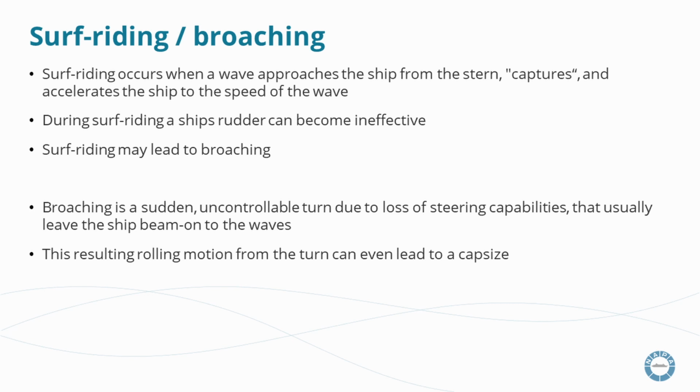Broaching, on the other hand, is when the ship, due to instability in yaw, experiences an uncontrollable turn that usually leaves the ship beam on to the waves. The resulting roll motion from the turn and facing the waves can also lead to a capsize, endangering the ship, its cargo, and everyone on board.